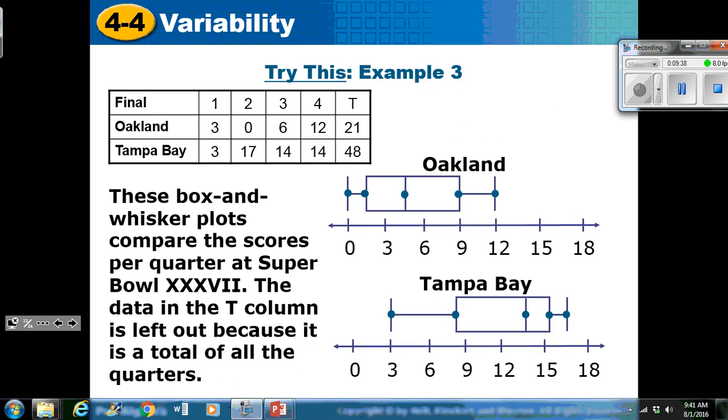You're going to see some questions like this that ask you to compare some data sets based on looking at the box and whisker plot. So let's understand the information in the table first. It says these box and whisker plots compare the scores per quarter at Super Bowl 37. The data in the T column right here is left out because it is a total of all of the quarters, so it's insignificant in making our box and whisker plot. So if you were to make a box and whisker plot for this data right here, it would look like this, and this data right here, it would look like that.